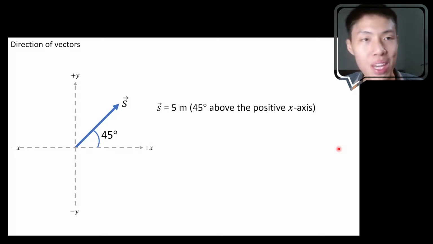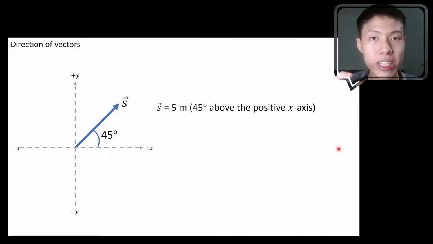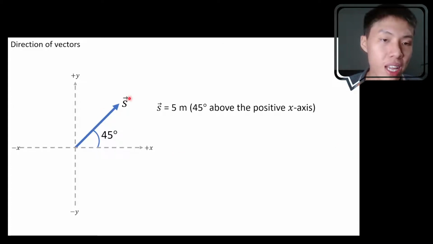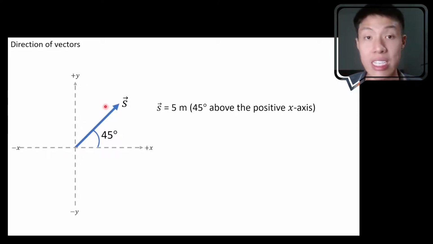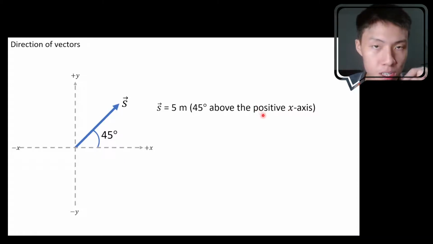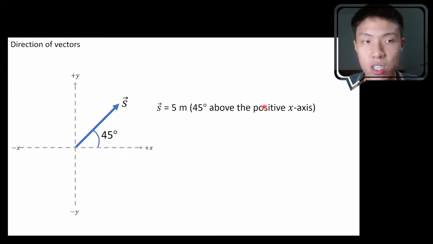Let's try to apply what we have learned about how to determine the direction of vectors in a few examples that we are going to show right now. For now I've put down the first vector that we discussed in previous videos. It's 5 meter and 45 degree above the positive x-axis. Again, remember our purpose for this video is to determine the direction of vectors.